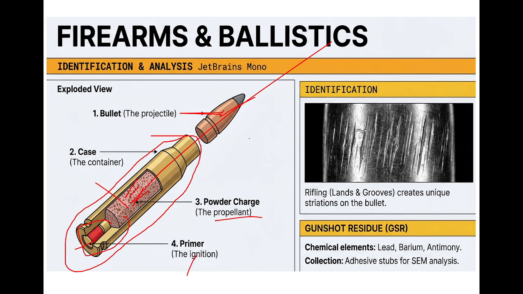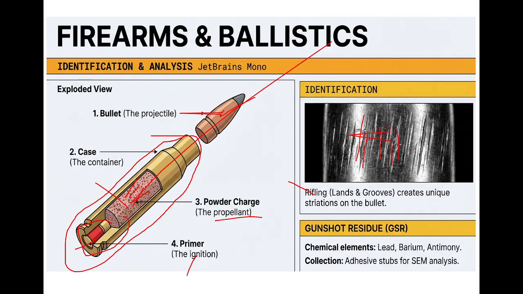What are we looking for in bullets, in firearms and ballistics? Rifling. The word rifling is shooting a bullet out of a rifle. That's the process. Rifling leaves marks. We call them lands and grooves. As you can see, lands and grooves.